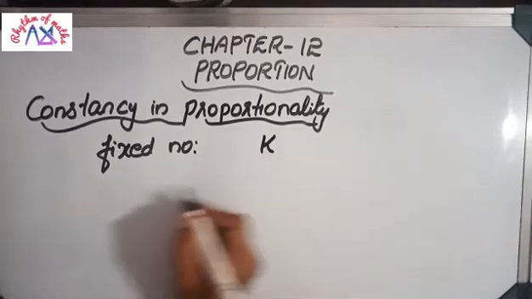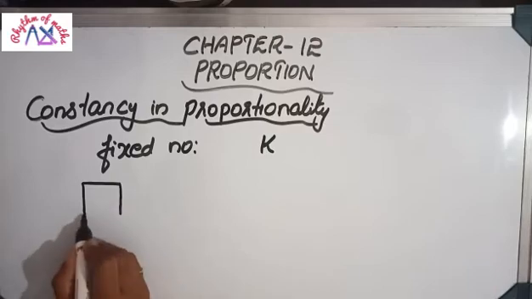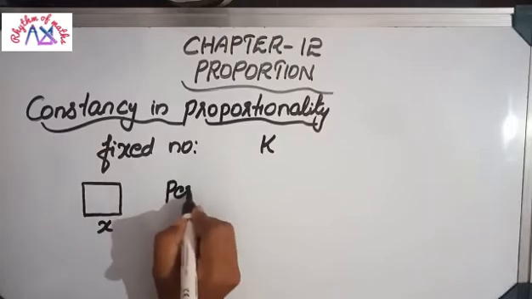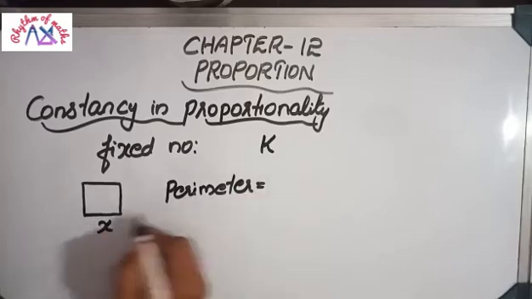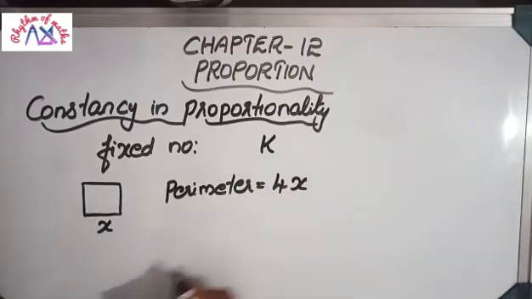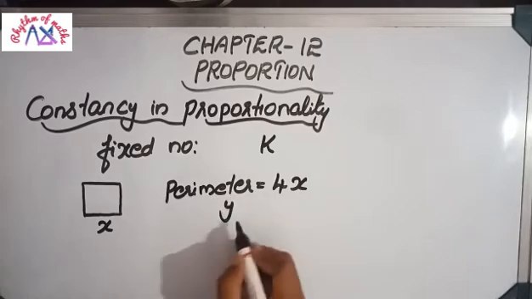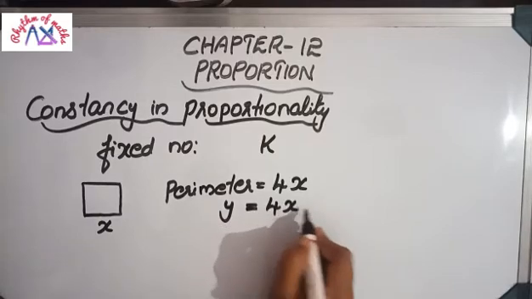We'll explain more. For example, consider a square. If the side of the square is x, its perimeter will be what? What is the equation to find the perimeter of a square? 4 sides equal, so the equation is 4 into side, that is 4x. Here perimeter we can consider as y. So y equal to 4x.